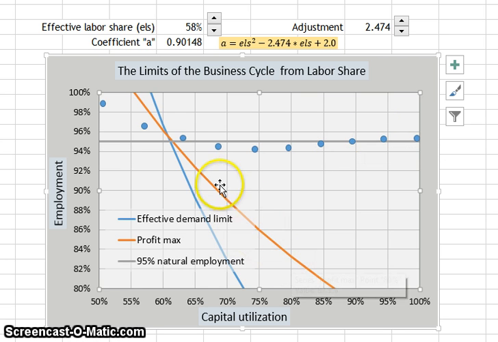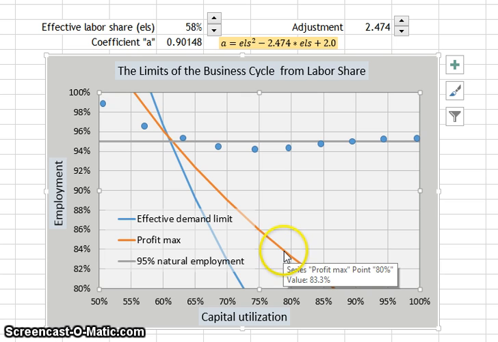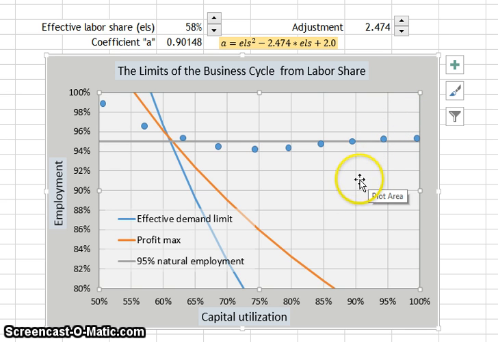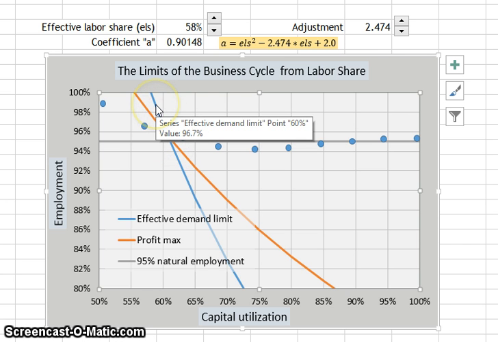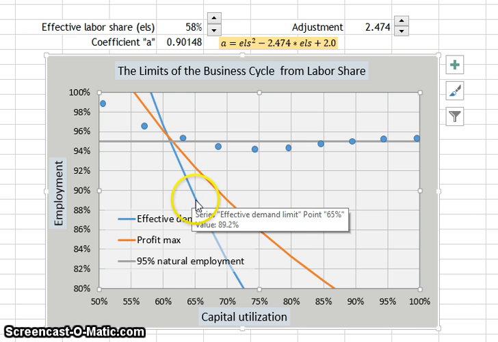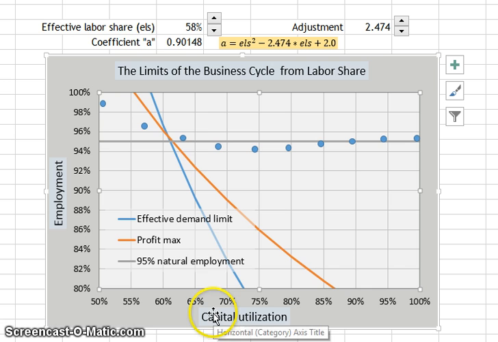This would be the maximum profit line on that curve, where the curve comes up, reaches its maximum here, and then starts to go back down in this area. And so I just want to explain the graph here. And then this line here, this blue line, is the effective demand limit, which is another limit based on the dynamics of utilizing employment and capital in response to labor share. And these 2 lines together form the limits of the business cycle based on labor share.